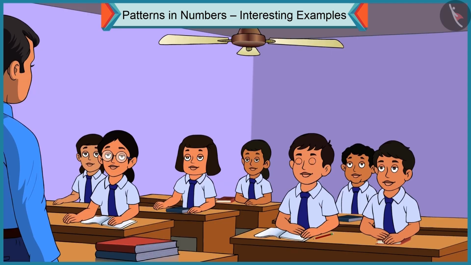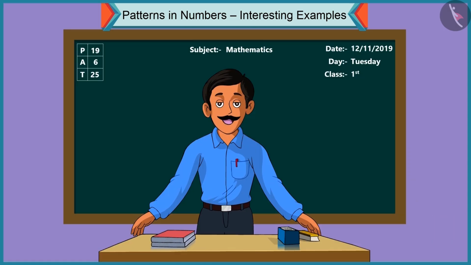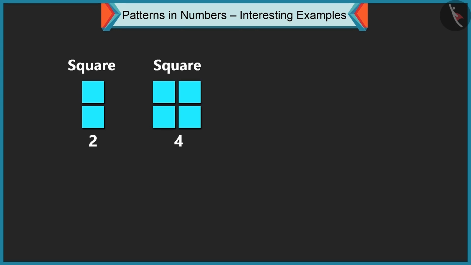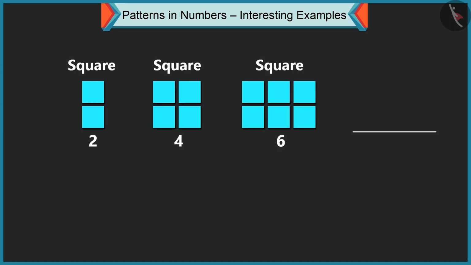Okay, sir. Today, I will draw a pattern with the help of square shapes. First 2 squares, then 4 squares, and then 6 squares. Children, can you tell me how to move ahead with this pattern?